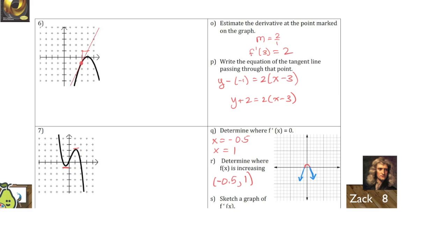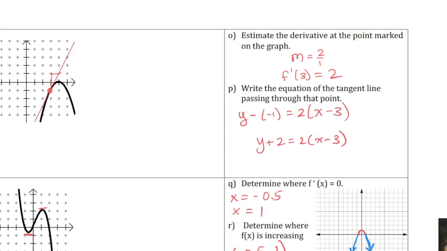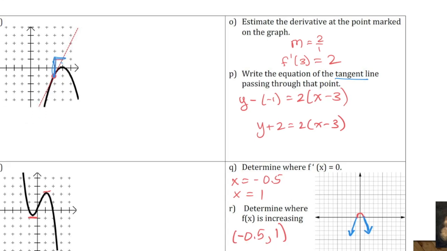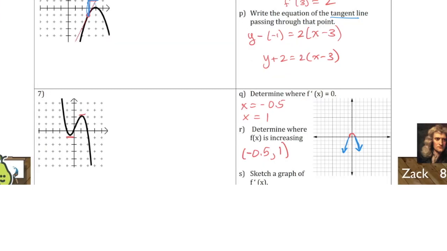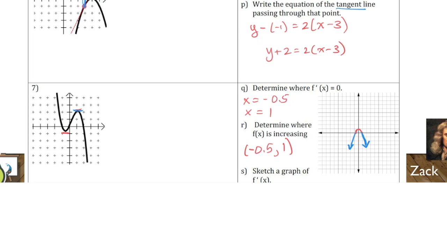Looking at question 6, the slope at 3 is equal to 2 if we estimate using the tangent line that was given. We also want to write the equation of your tangent line, y minus y1 equals m times x minus x1. Now for number 7, determine where the derivative is 0. Those are your horizontal tangent lines, which occur at negative 0.5 and 1. Also, determine where f of x is increasing. To me, it looks like we're increasing between those two values.